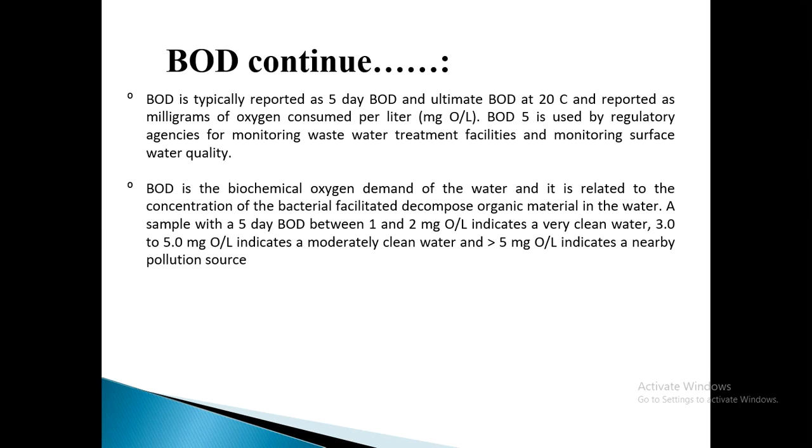3.0 to 5.0 milligram oxygen consumed per liter indicates moderate clean water, and greater than 5 milligram oxygen per liter indicates a nearby pollution source, right? Well, these are a checklist of the values, but for clean water, for safe drinking water, as we already discussed, the BOD value must be 0, nil, right?